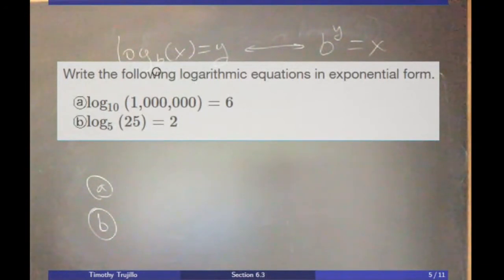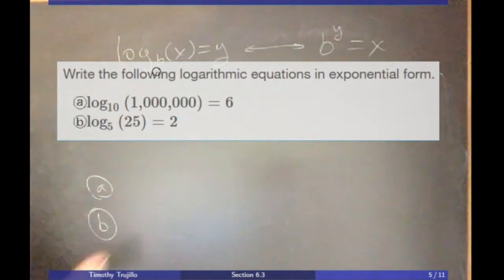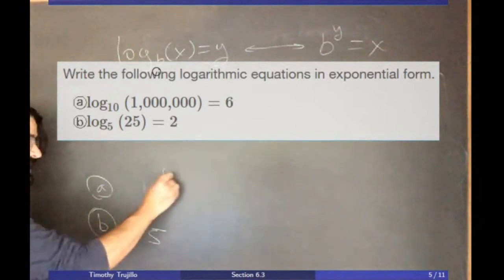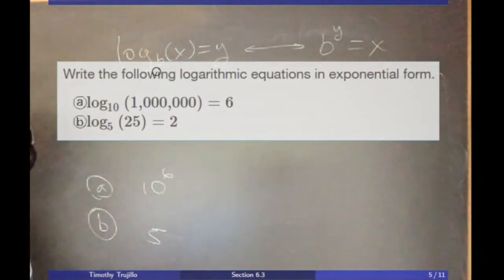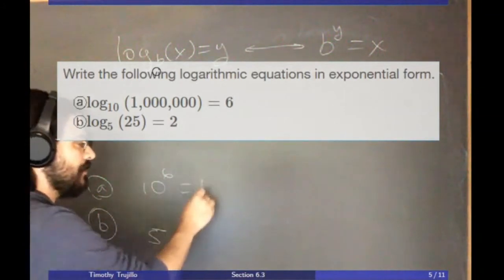Again, you want to identify the base first, right? For this first one, the base was 10. For the second one, the base was 5. Okay, so cool. We had the base here being 10, and the base for this one being 5, right? That's the first thing that I usually think about. And then everybody's writing out the correct answer for the first one. The exponent here is going to be 6. And then we'll take that x value to be a million.